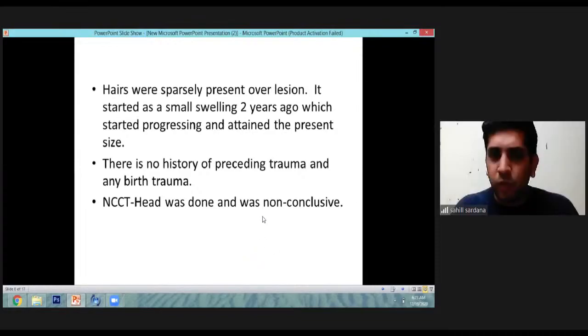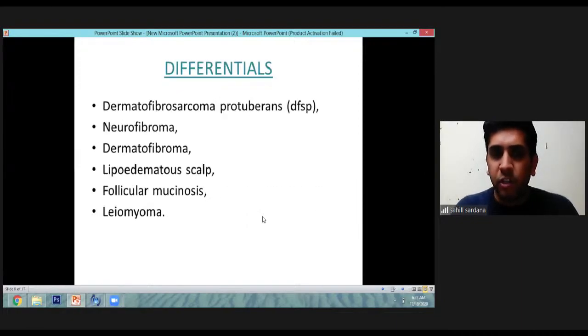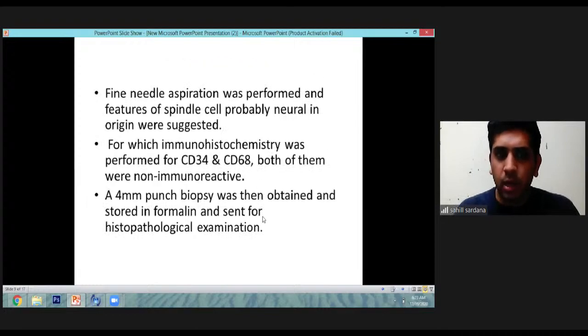Now, it started as a small swelling 2 years ago, which started progressing and attained the present size. There is no history of any trauma and any birth trauma, and non-contrast CT head was done and was non-conclusive. So our main differentials were dermatofibrosarcoma protuberans, neurofibroma, dermatofibroma, lipomatous scalp, follicular mucinosis, and leiomyoma.